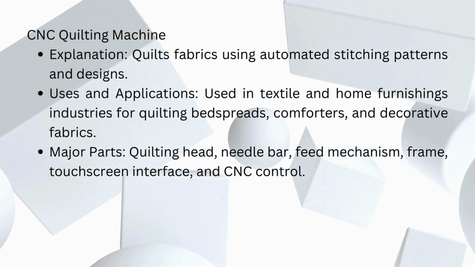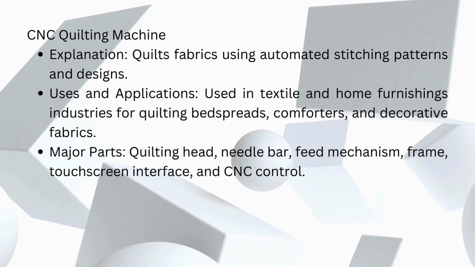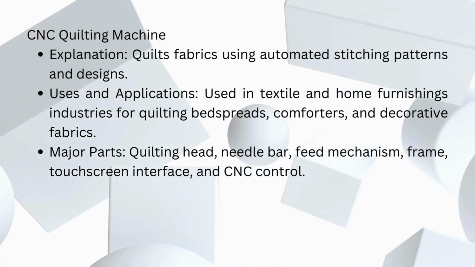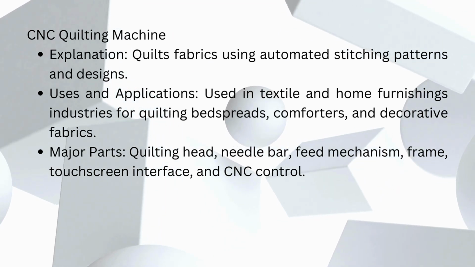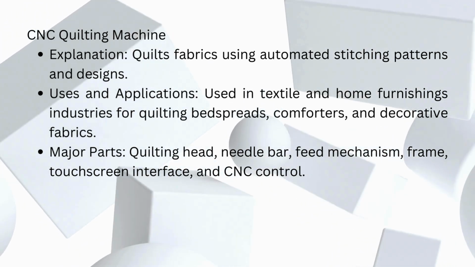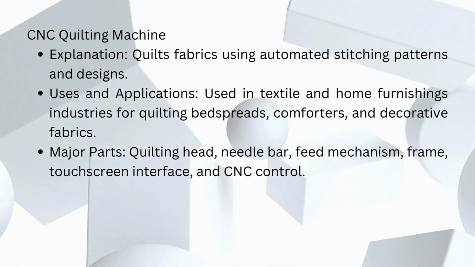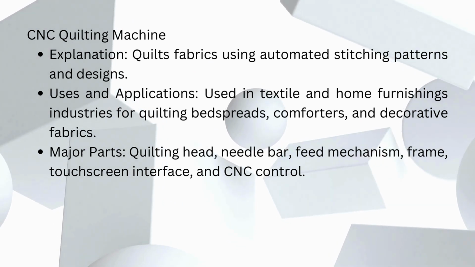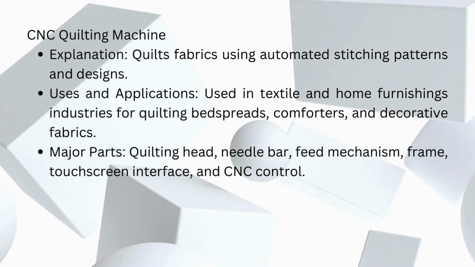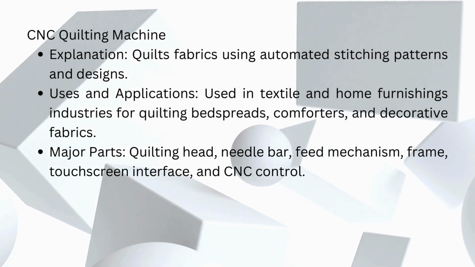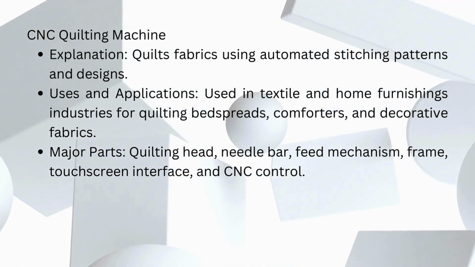CNC quilting machine. Explanation: quilts fabrics using automated stitching patterns and designs. Uses and applications: used in textile and home furnishings industries for quilting bedspreads, comforters, and decorative fabrics. Major parts: quilting head, needle bar, feed mechanism, frame, touchscreen interface, and CNC control.